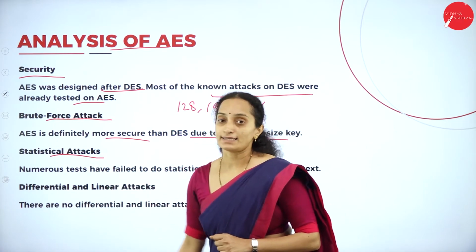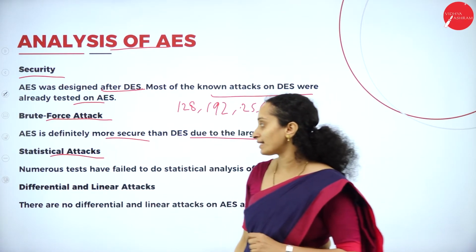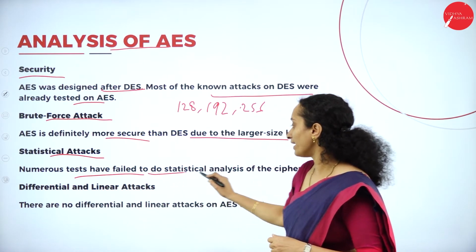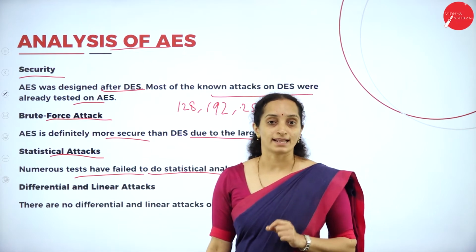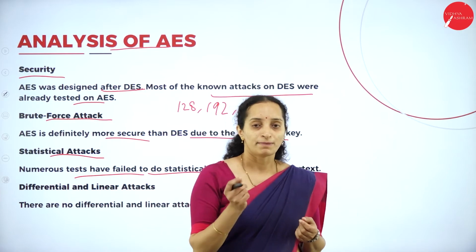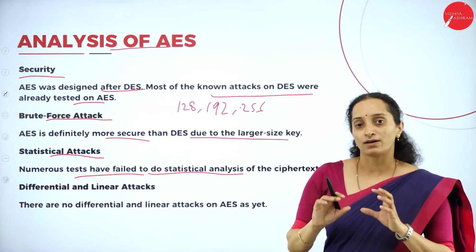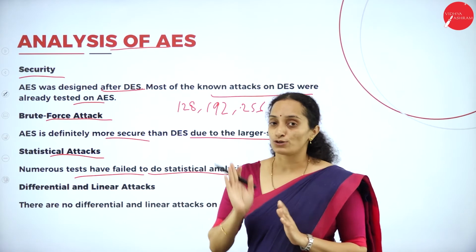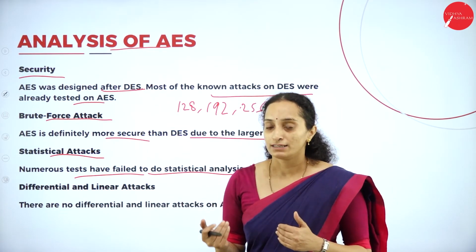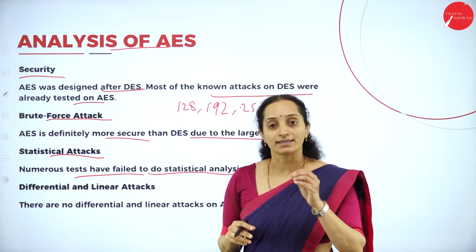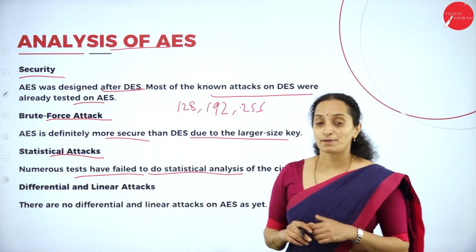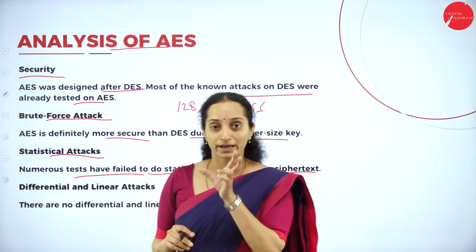When you check with the statistical attacks, numerous tests have failed to do the statistical analysis because, as I showed in the previous example, by changing only one bit you get a whole new set of ciphertext, where repetition of the text will be difficult to recognize by the cryptanalyst.